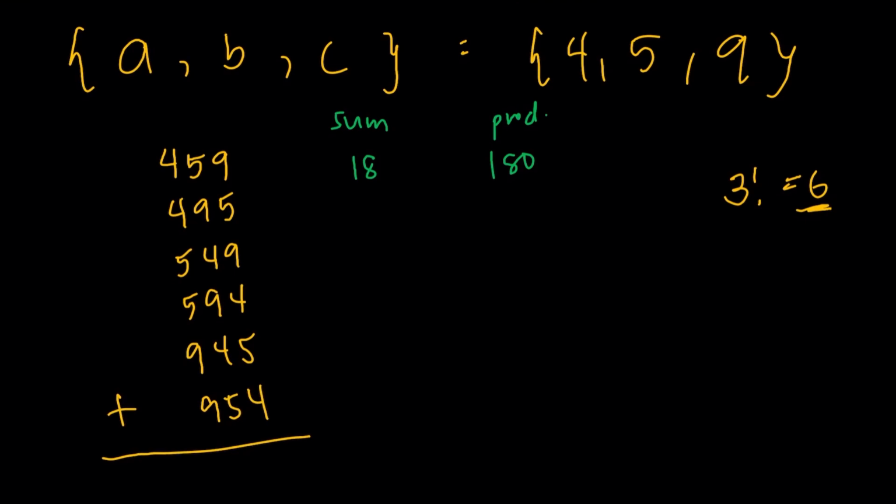You can do it on your own here, but I'm just going to tell you that if you add all those 6 possible numbers, we're going to get the answer of 3,996. And this will be our final answer.